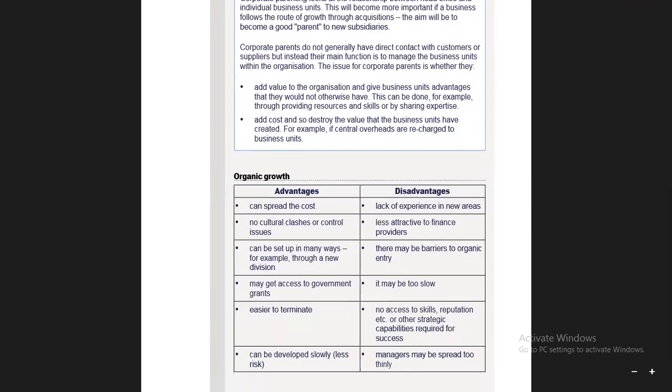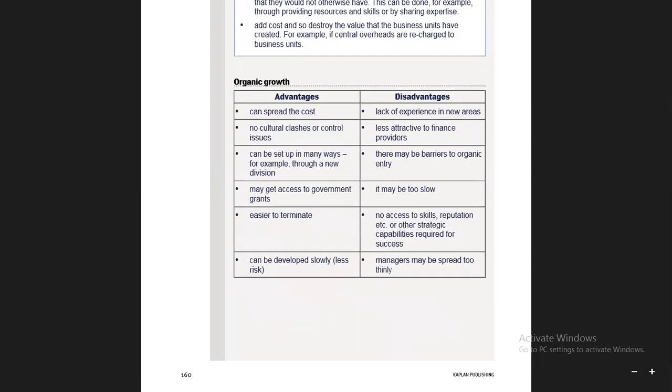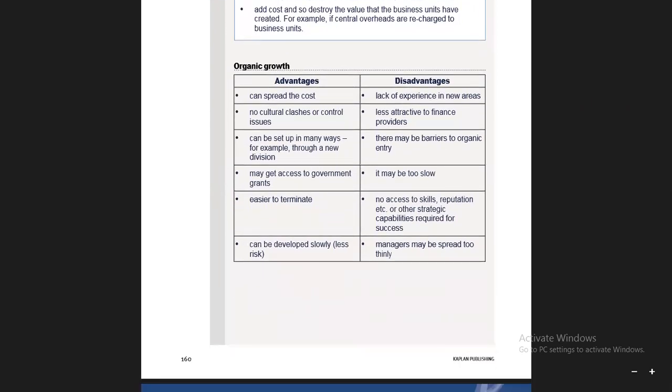Now, second is organic growth. What is meant by organic growth? Acquisition is basically you are acquiring smaller companies. Organic growth means that you are growing by yourself. You are not acquiring, you are not taking franchises, you are not getting into any other business.